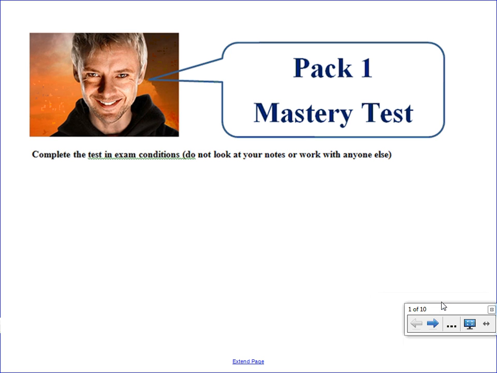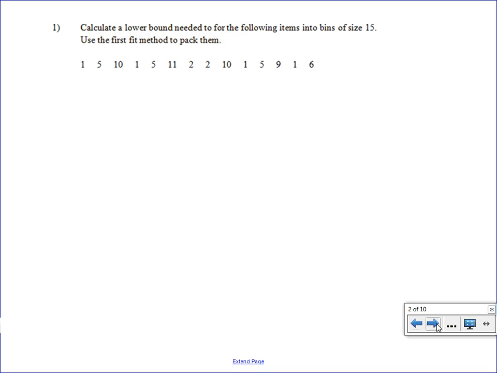Okay, so I'm going to go through the first mastery test. Good luck. So we're going to get the lower bound for the number of bins needed. We are going to add everything up. So 1 add 5 add 10 add 1 add 5, 11, 2, 2, equal 10, etc. And that comes to 69.